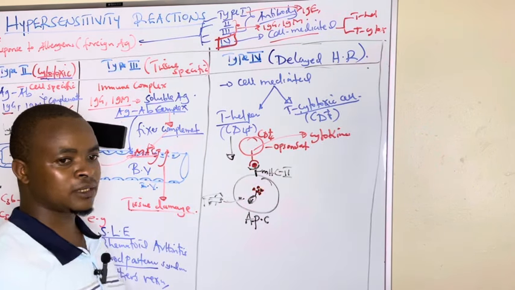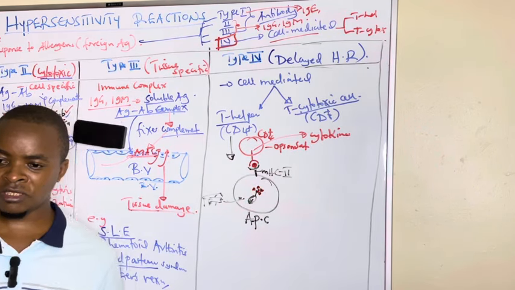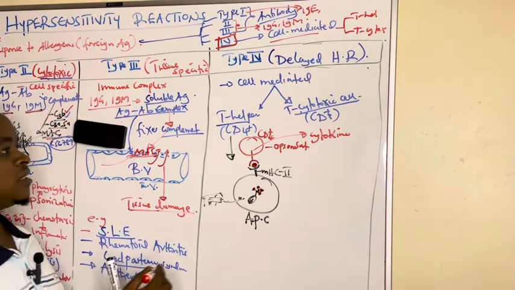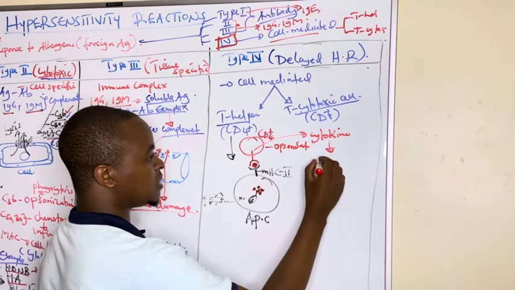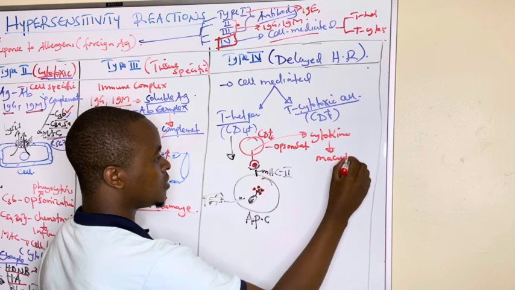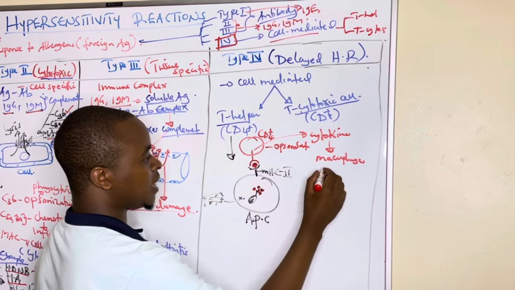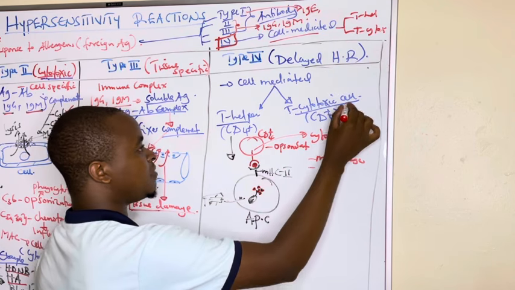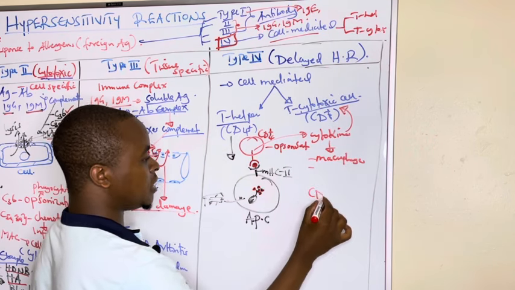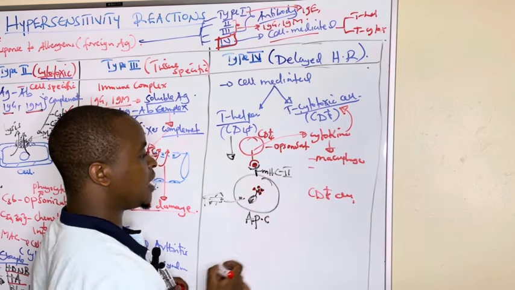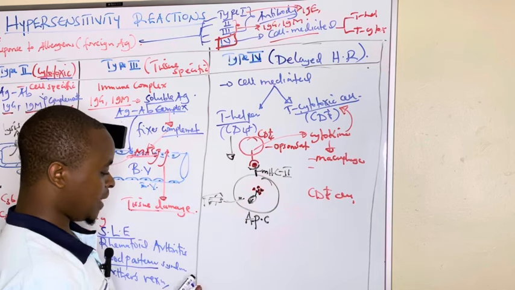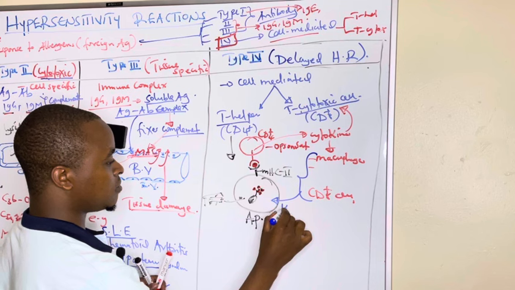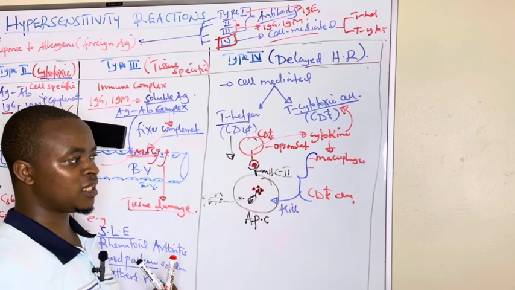And these cytokines, like tumor necrosis factor and interleukins, are responsible for activating macrophages. So these cytokines activate macrophages, and also they activate the cytotoxic, what we are calling the CD8 positive cell. And after activating them, these two come and kill the infected cell.